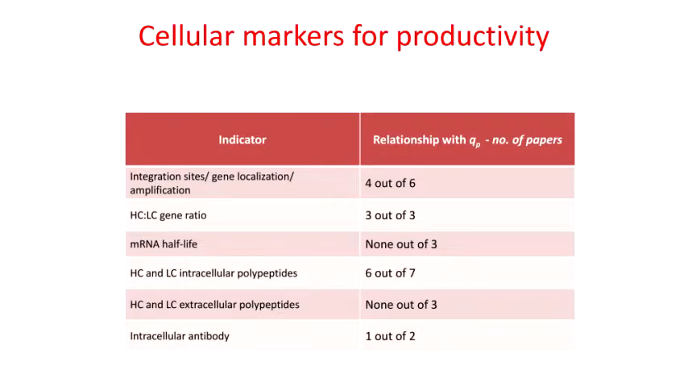Now, we wanted to see if there is a marker for productivity, but this is a much more complex process, and it's really very difficult to find a single one. The one most researchers agree on is the messenger RNA. Other cellular markers for productivity: the integration site and gene localization are very important. For monoclonal antibody, the heavy chain to light chain gene ratio is also important. Then messenger RNA half-life, the heavy chain, light chain, intracellular polypeptides, extracellular polypeptides, and the intracellular antibody. As you see here, some of them show a very good relationship with productivity, the others less or none.